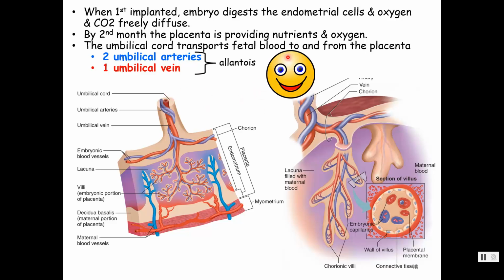And so I always remembered it like this. You can draw a little face. I'm sorry, when I'm in class, I write it down for you. So think of the 2 eyes like A's, and they're blue because they're carrying deoxygenated blood. And then the vein kind of looks like a mouth, so it's red. So 1 umbilical vein. Hopefully that'll help you remember that.